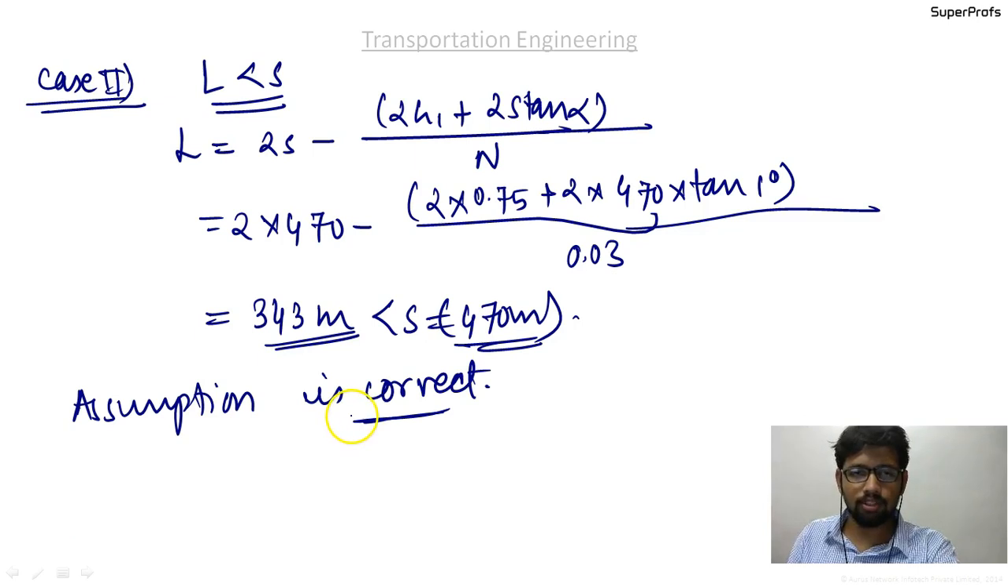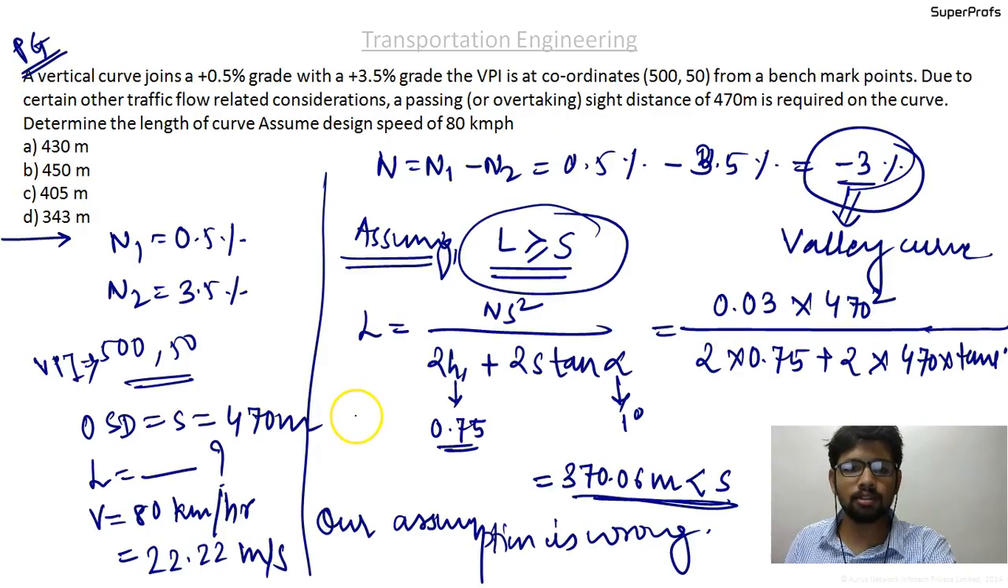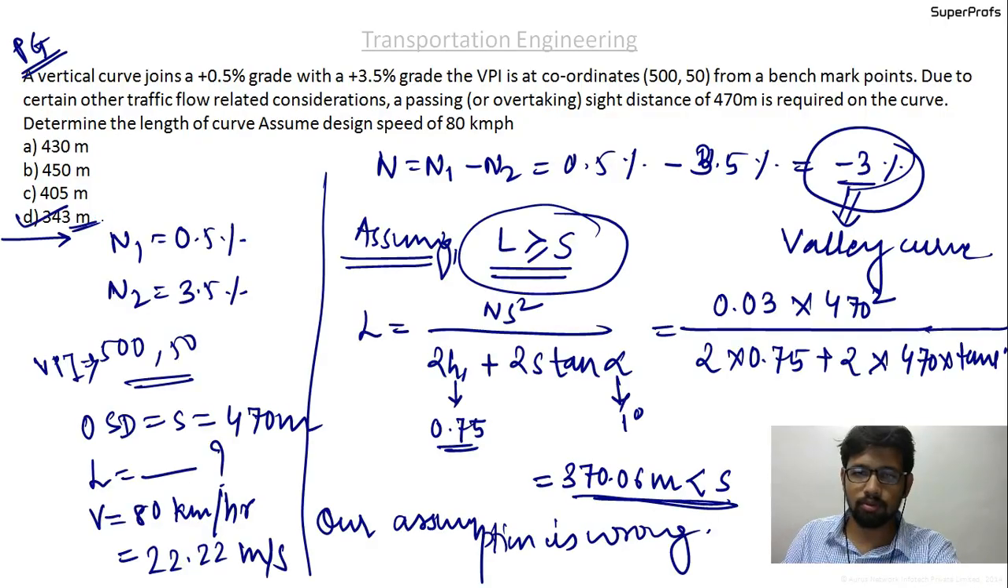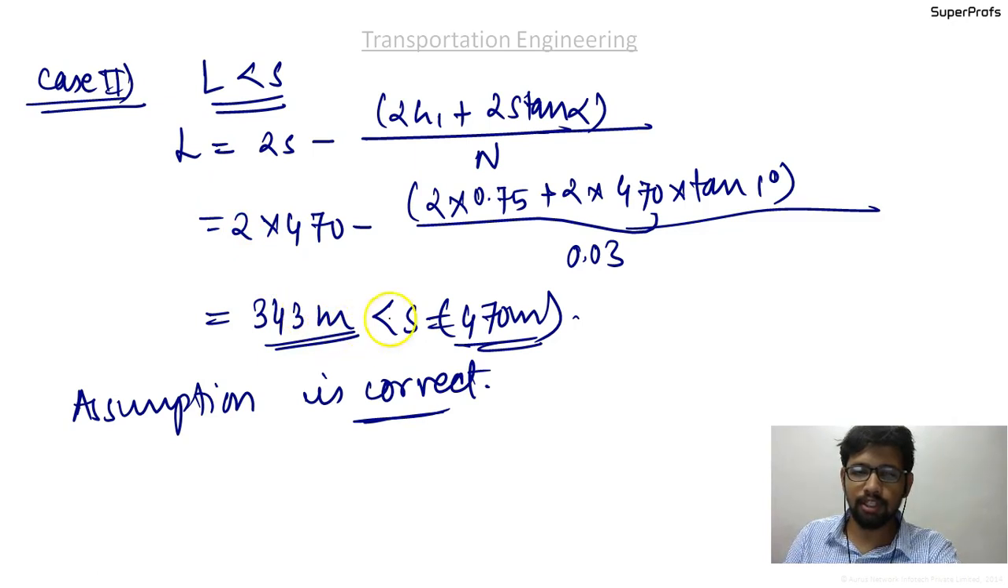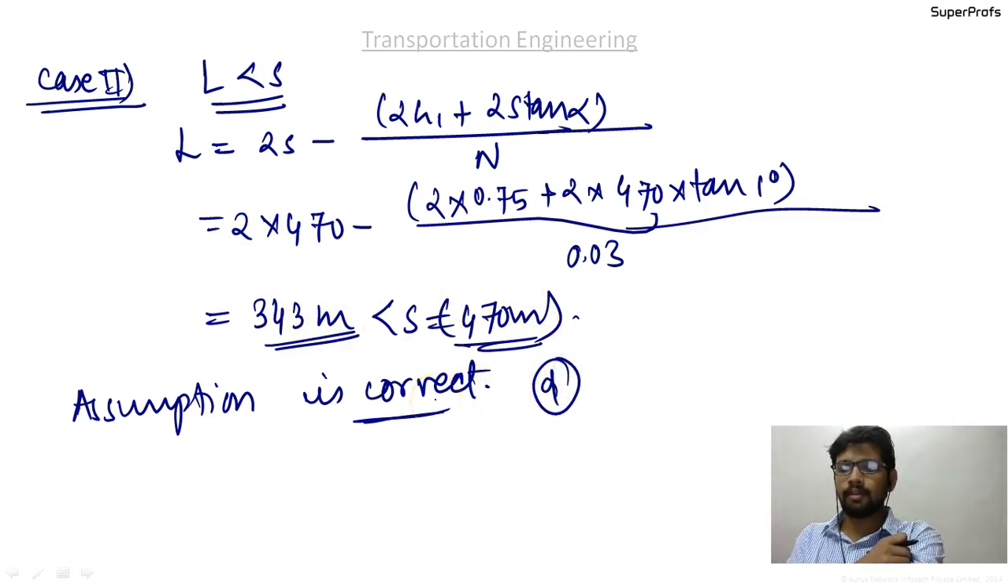So please check whether it is there in the options. Oh yes, exactly, it is there in the options, that is 343 meters. So the answer is option D, 343 meters. So in this way, we are done with the numerical examples on the vertical curves.